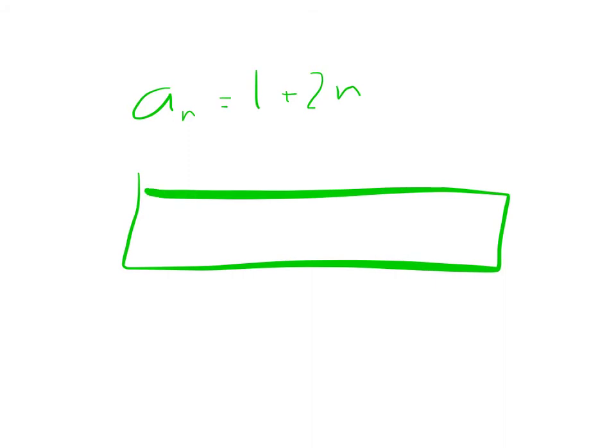Example 4, find the first 3 terms of the sequence given by the formula a sub n equals 1 plus 2n. So I can make a box here: first number, second number, and third number. And let's put those in. So we put in a 1. 1 times 2 is 2. 2 plus 1 is 3. So the answer to the first one would be 3.